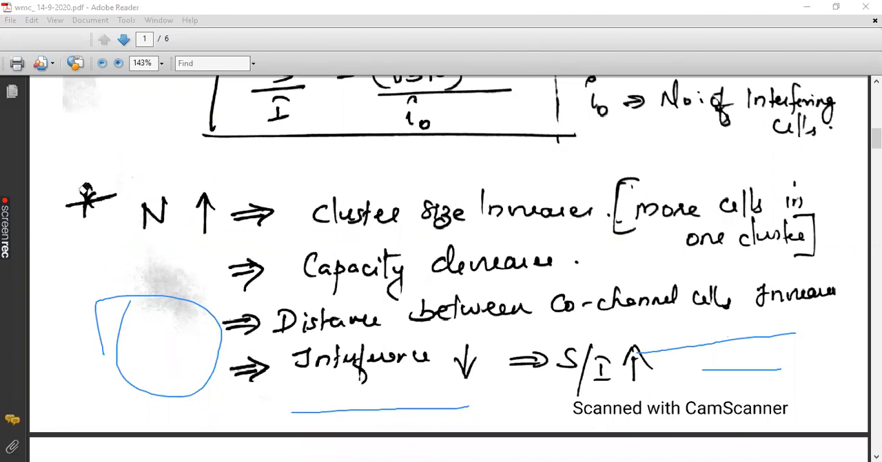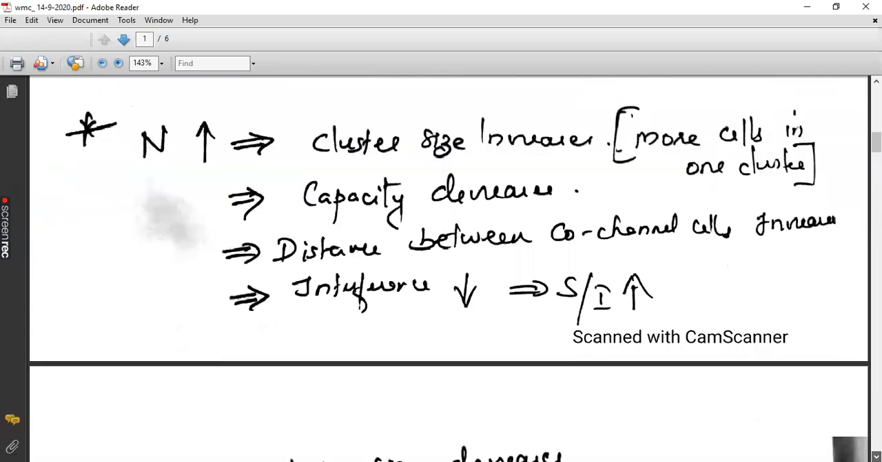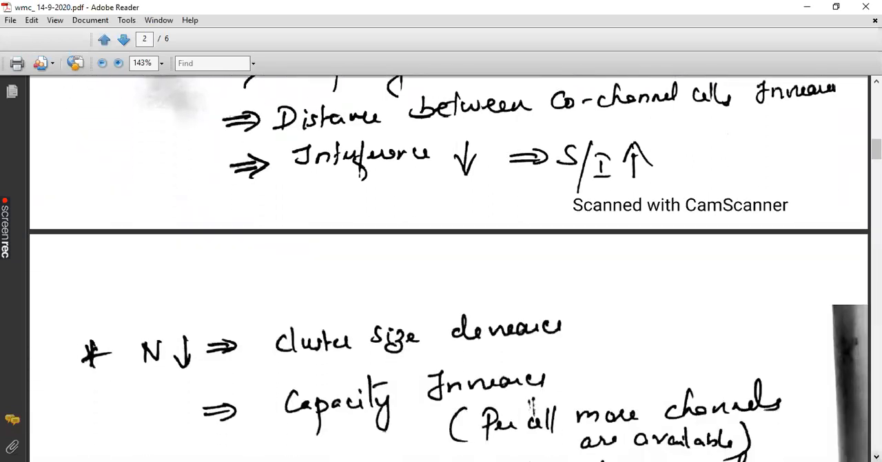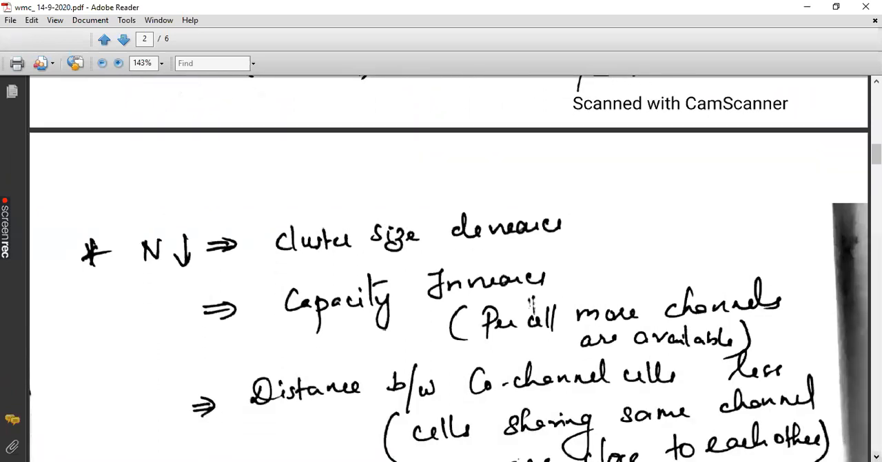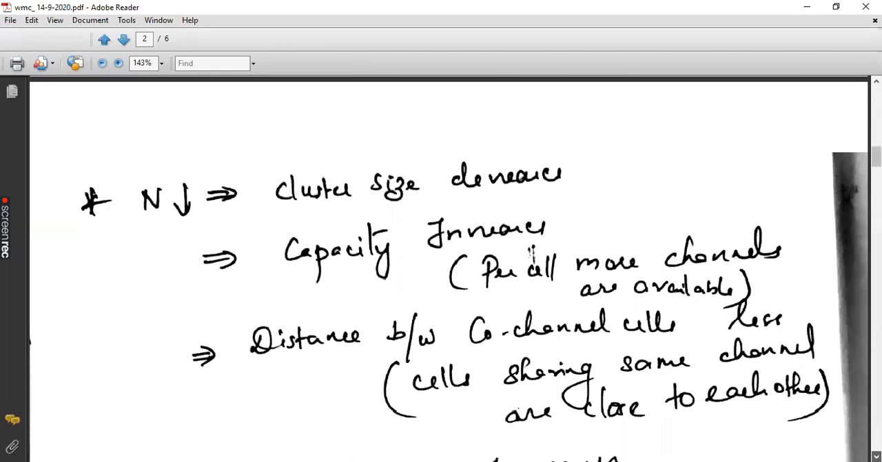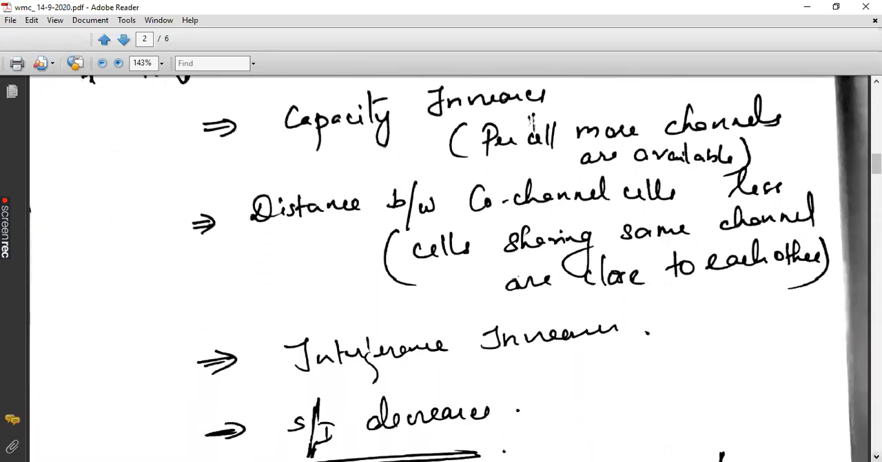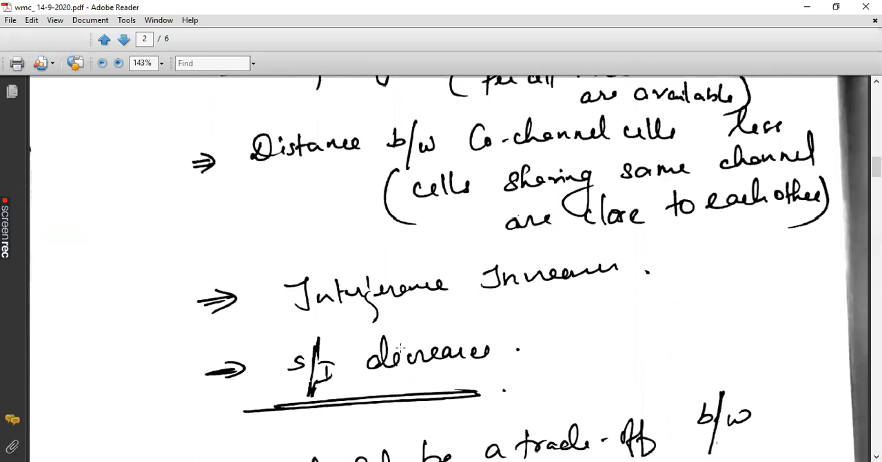And the converse case I have pinpointed in the next slide. That is, if you are decreasing the value of n, if I am decreasing n, cluster size decreases. If cluster size decreases, there are more cells and more channels allocated per cell, so capacity increases. But at the same time, D will be very small. The distance between the co-channel cells will be very less. In that case, interference increases. If interference increases, the quality will be less, or SIR decreases. S by I ratio will decrease.